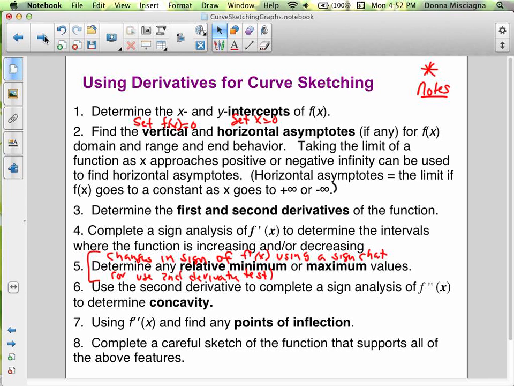Use the second derivative to complete a sign analysis of f double prime of x to determine concavity. Using f double prime of x, find any points of inflection. It's where the second derivative changes signs. And complete a careful sketch of the function that supports all of the above features.